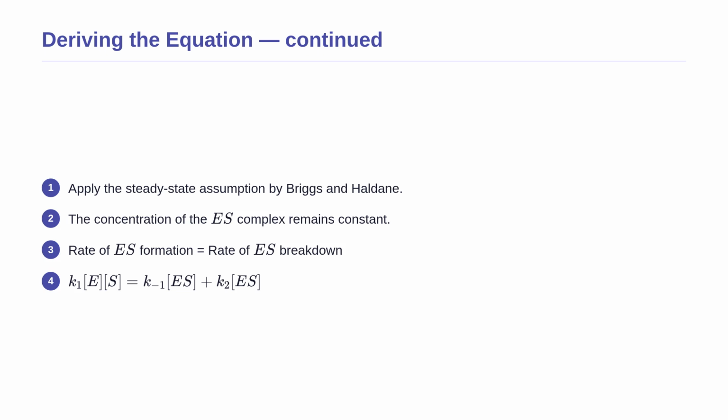Mathematically, we write this by setting the rate of formation, which depends on free enzyme and substrate, equal to the rate of breakdown, which can go backward to starting materials or forward to the product. This delicate balance between creation and destruction is the mathematical anchor that makes the rest of our derivation possible.